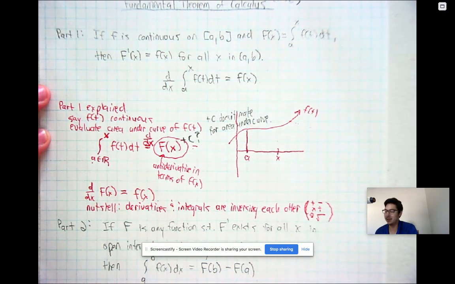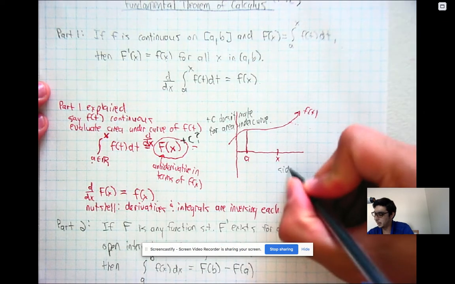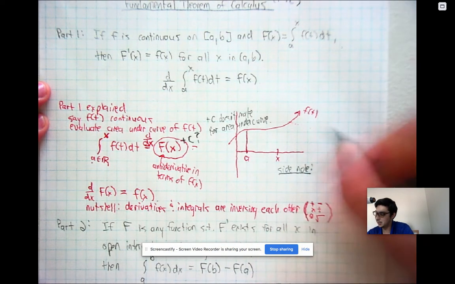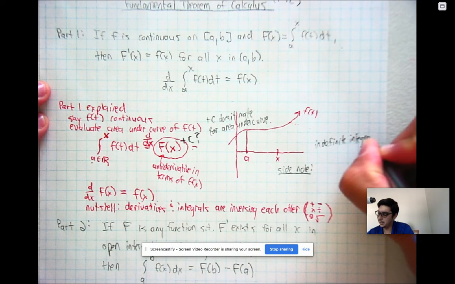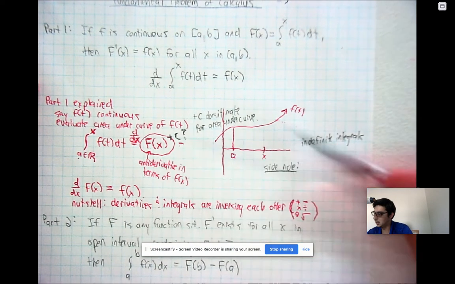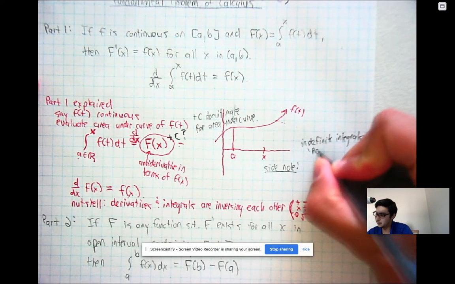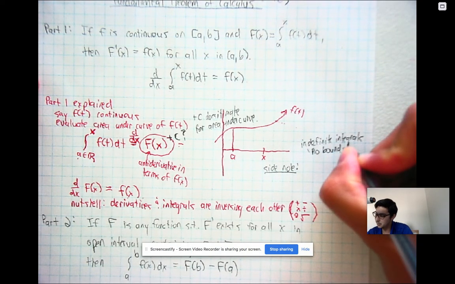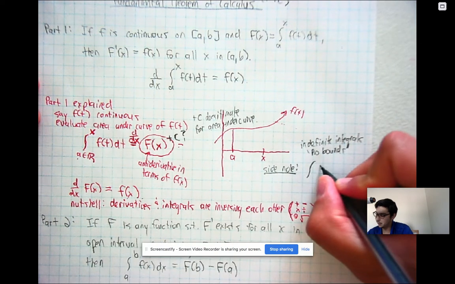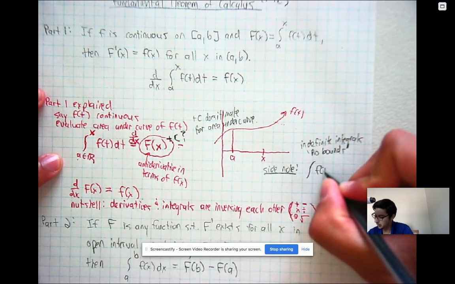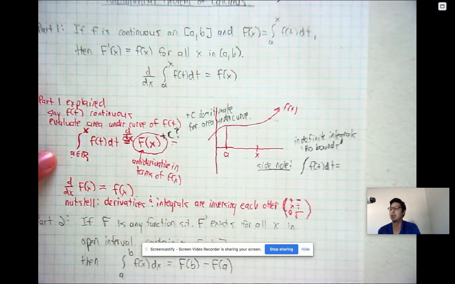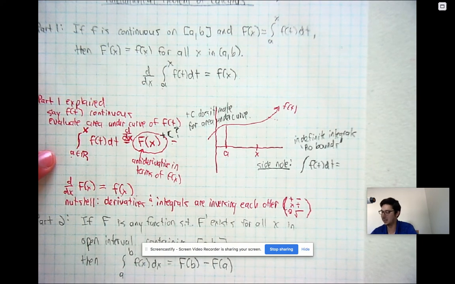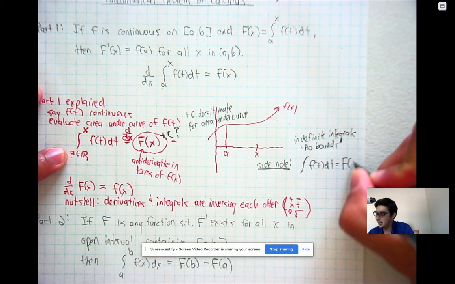Right. Where it comes into play, side note, before I get into the second part of this, is in what's called indefinite integrals. An indefinite integral, unlike what you see in this, means no bounds on it. So if you just have an integral of f of t dt, if you just want to find the antiderivative of a function, you're not talking about area under the curve, there's no context here. Well, yeah, there's infinitely many antiderivatives, so you would put plus c.